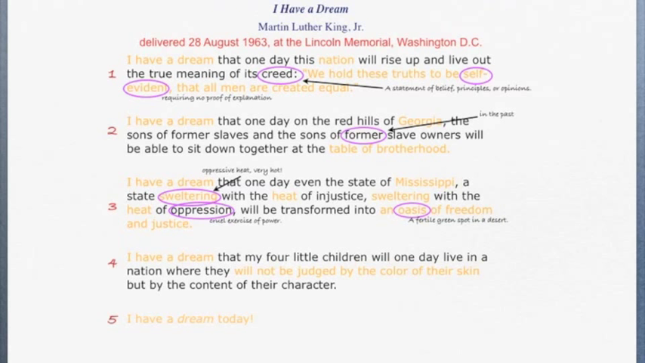And then finally, I'm going to highlight I have a dream today. I'm going to highlight this again because it's repeated, but also because it kind of wraps up everything that was said. Dream is italicized, and he also adds today, creating some kind of urgency over the receiver of the speech, saying that things need to change now.